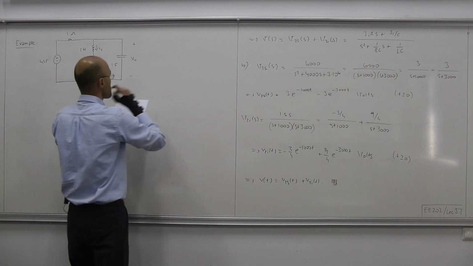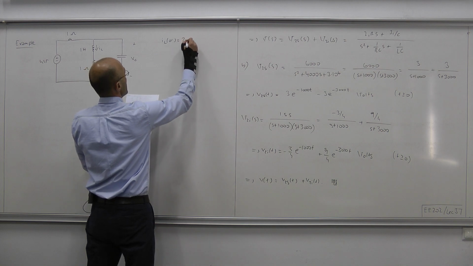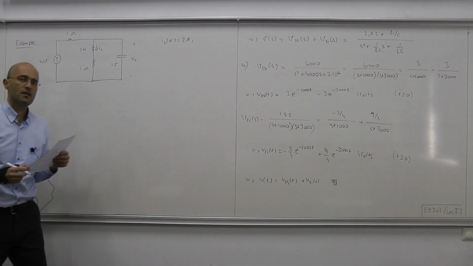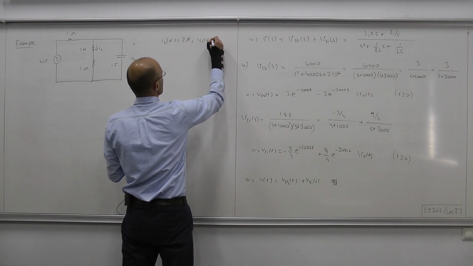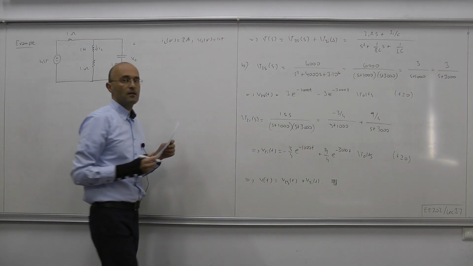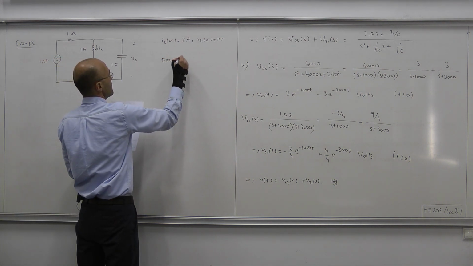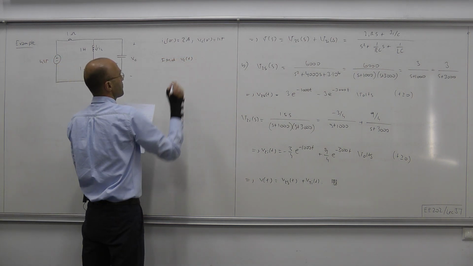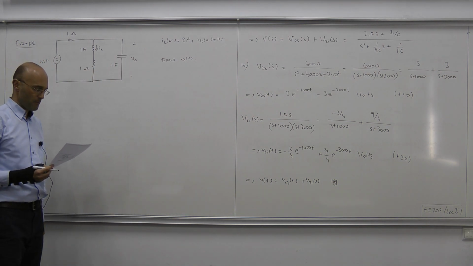IL. Initial conditions are given as 2 amps for the inductor current and 1 volt for the capacitor voltage. And we're asked to find VC of t, for t positive.